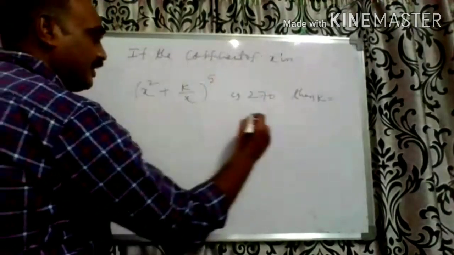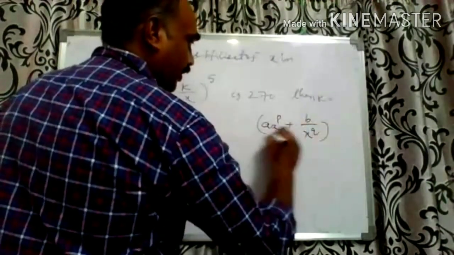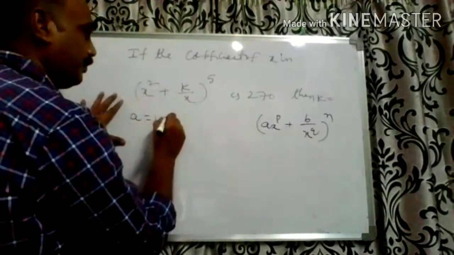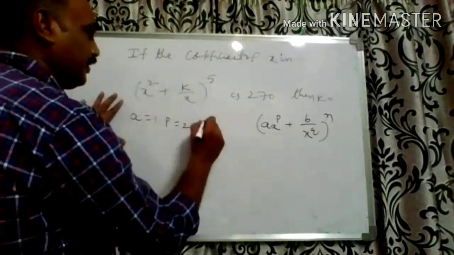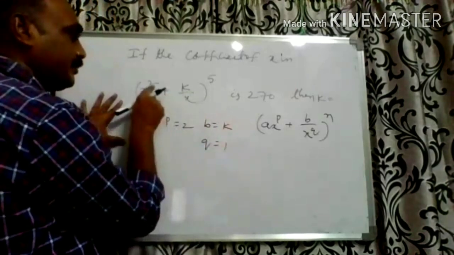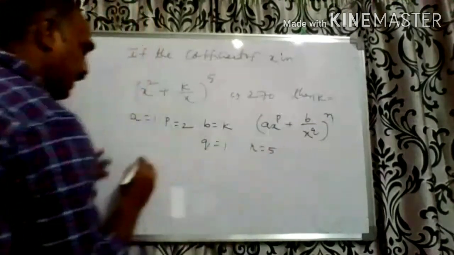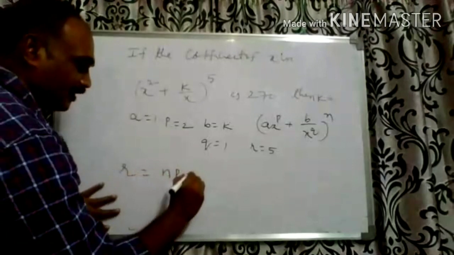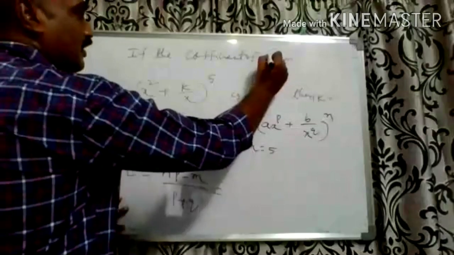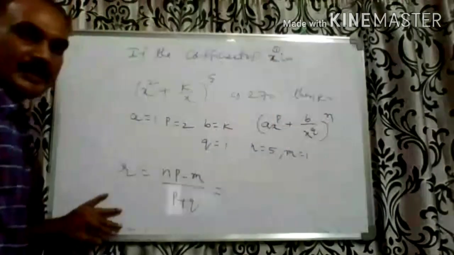So comparing with the expansion (a x power p plus b by x power q) whole power n, where a is equal to 1, p is equal to 2, b is equal to k, q is equal to 1, n is equal to 5. First calculate r. R is equal to (np minus m) by (p plus q). The coefficient of x power m, with m equal to 1.